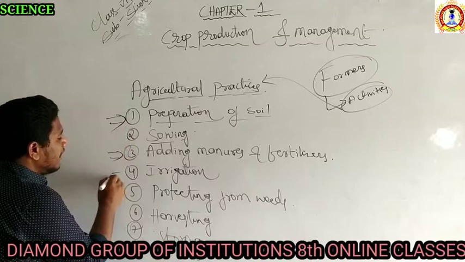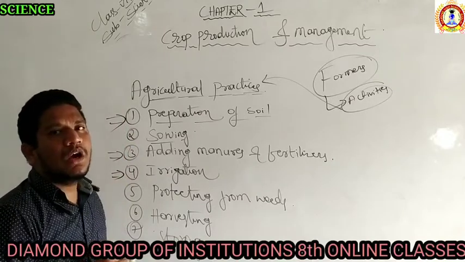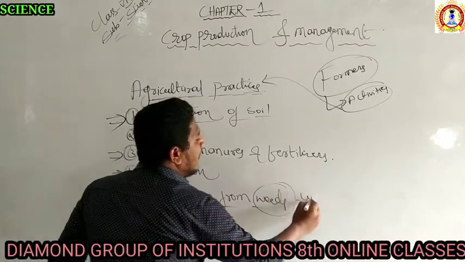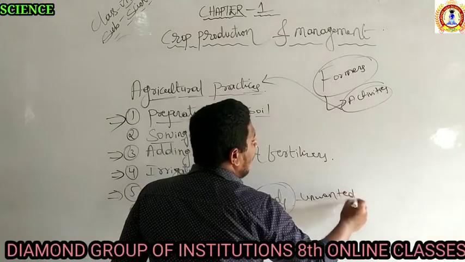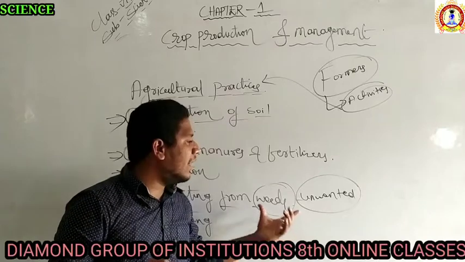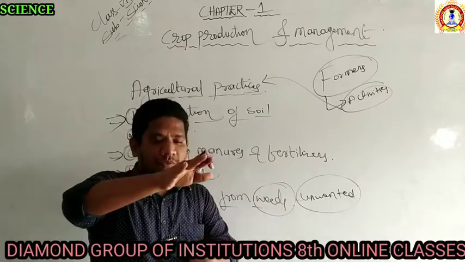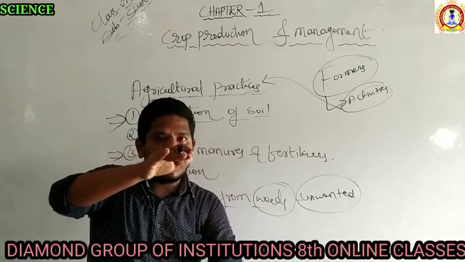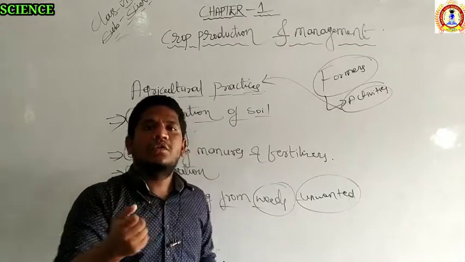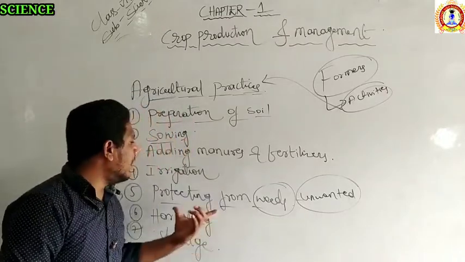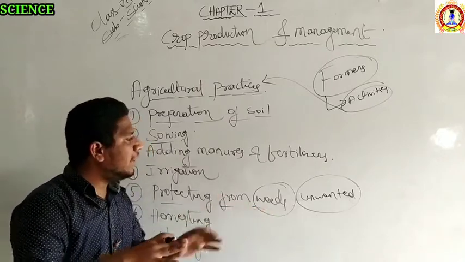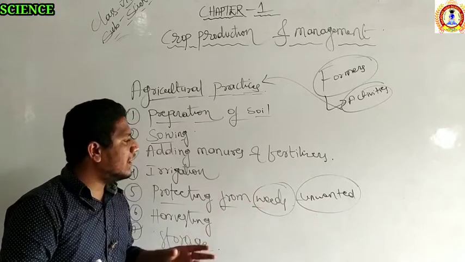Then irrigation is the supply of water to the crops, and protection from the weeds. Weeds are nothing but unwanted plants which grow along with the crops and take the nutrition of the crops. As a result, they overcome the crops, the growth of the crops will decrease and the weed growth will increase. Weed, we can say in Kannada, is hulu, right? So weeds have to be removed from the field by the farmers.